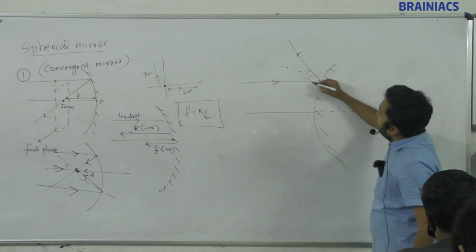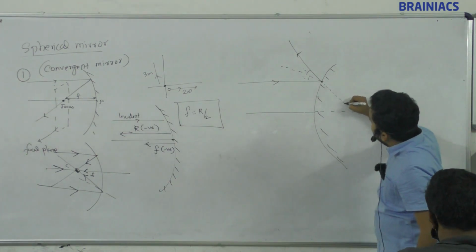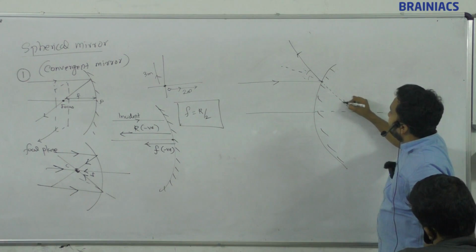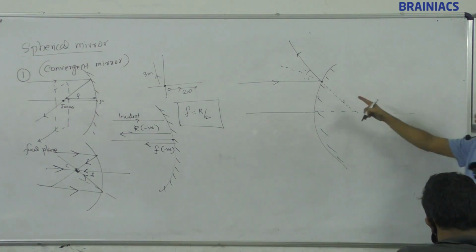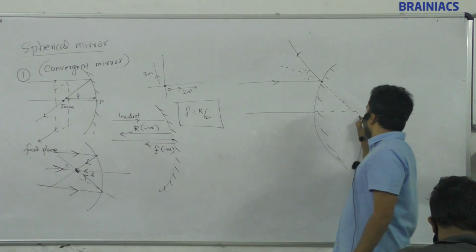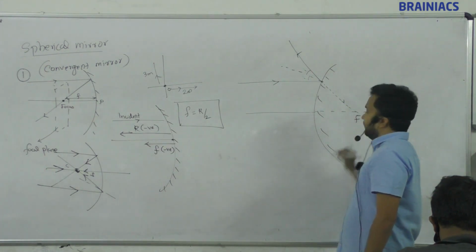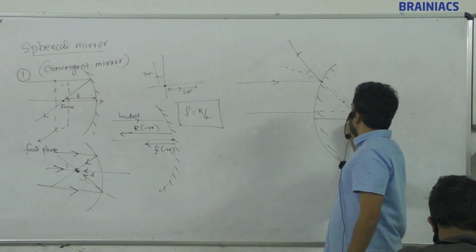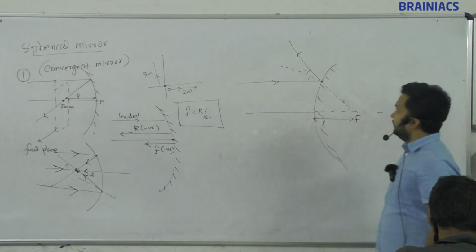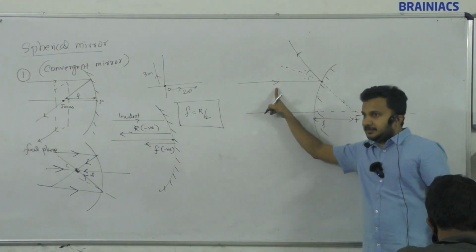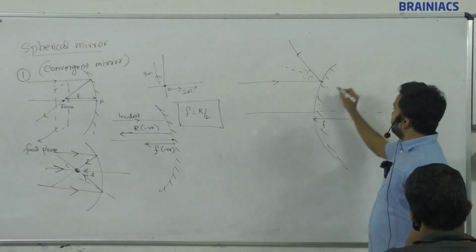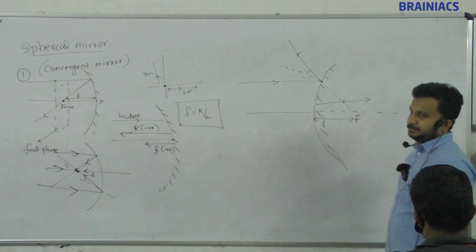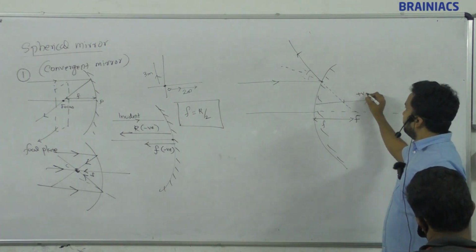Now, if I extend the reflected ray, what will happen? It will meet at this point. The meeting point on the principal axis is called the focus, capital F, and this length is called the focal length. Now, for the incident ray direction, the distance from the pole to the focus is measured in this direction, so this measurement is positive.